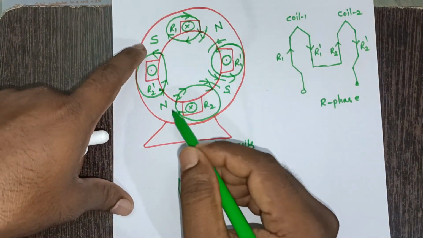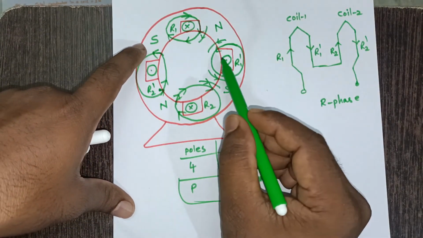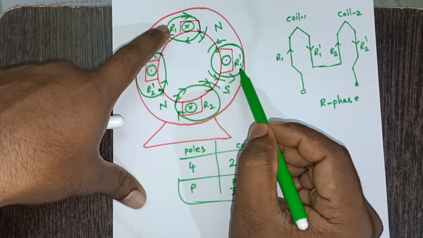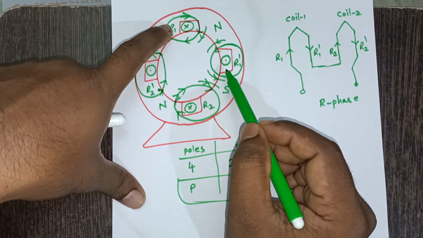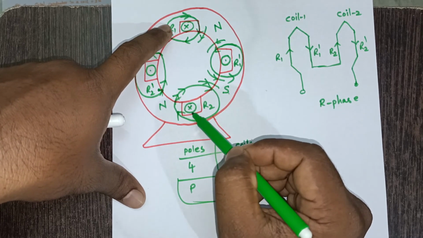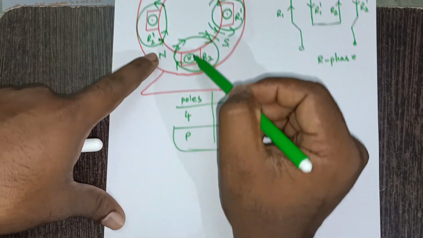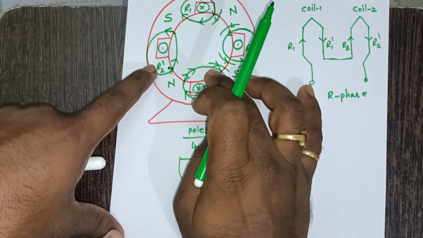So why I am discussing this point is, instead of keeping R1 and R1 dash here, if I keep R1 here and R1 dash at the lower side, what happens? Let us try to understand. Once again, I will redraw this diagram.